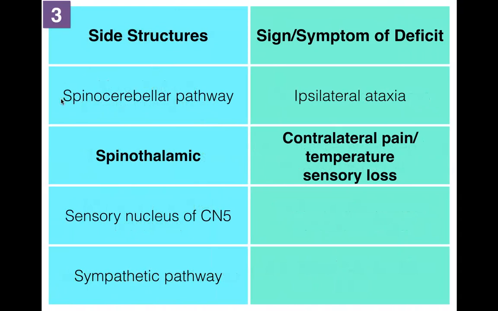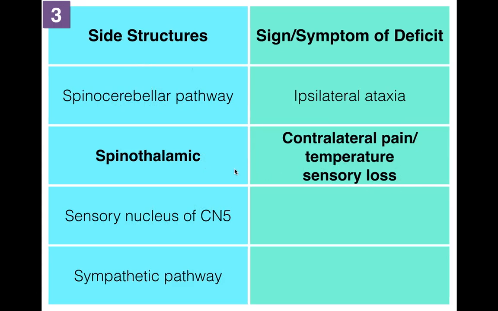One of the structures that are located at the side would be the spinocerebellar pathway, which terminates into the cerebellum. So this is responsible for allowing you to maintain your balance. So if there is a lesion affecting that, the manifestation is ipsilateral ataxia. The next structure is spinothalamic, and if there's a lesion affecting this, the manifestation would be contralateral pain and temperature sensory loss from the body.